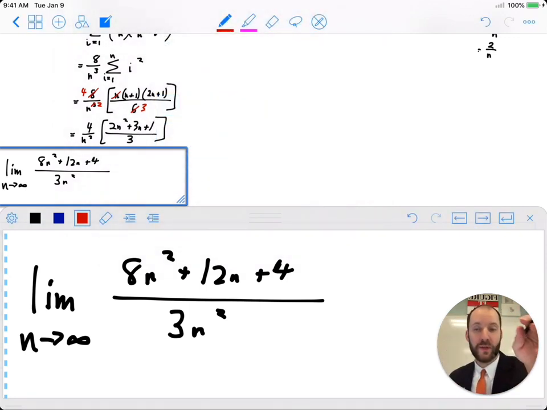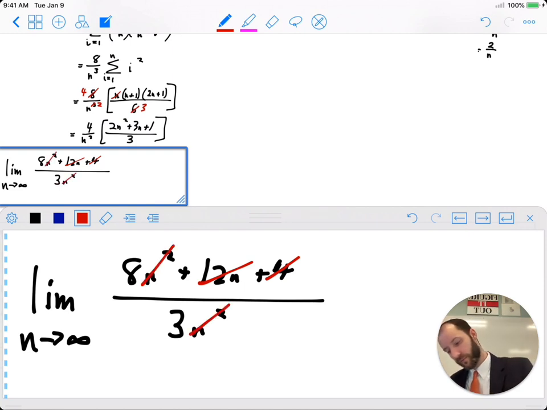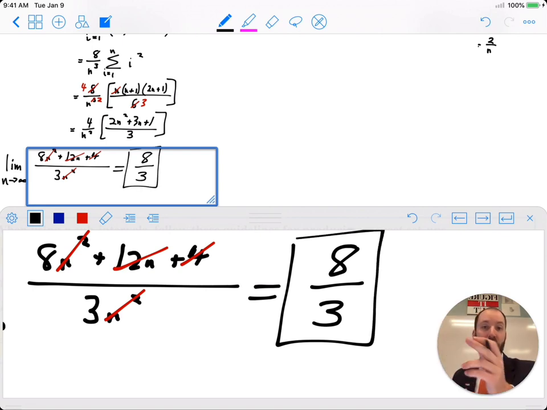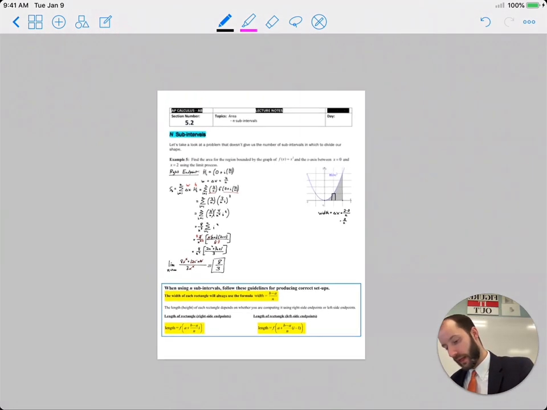And hey, remember limits at infinity? Just do what's significant. The plus 4 doesn't really matter. The 12n compared to 8n squared doesn't really matter. So you have 8n squared over 3n squared. And the area under the curve, the actual area, is 8/3. You may think that's underwhelming, but hey, we took a limit process of infinitely many items, added them all up, got a finite answer. I think that's pretty cool.